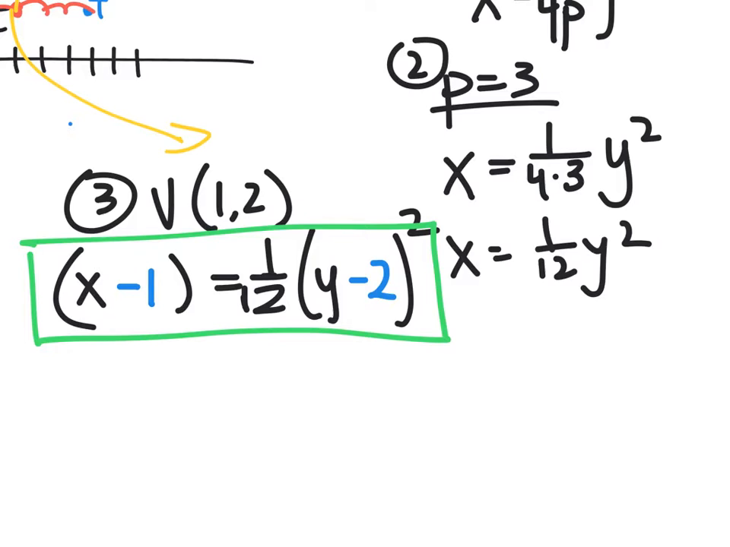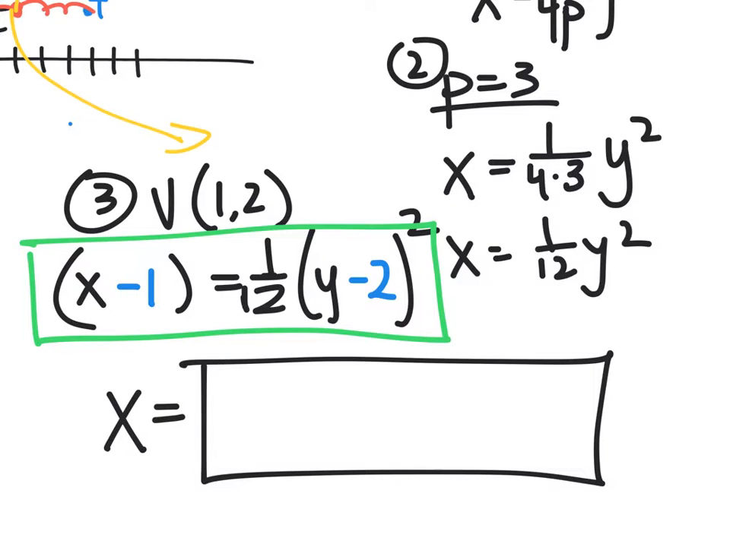If you're on Khan Academy, they may have x equals and then a blank. Based on what you have here, this is your equation, and you'd have to get x all by itself, so add the 1.